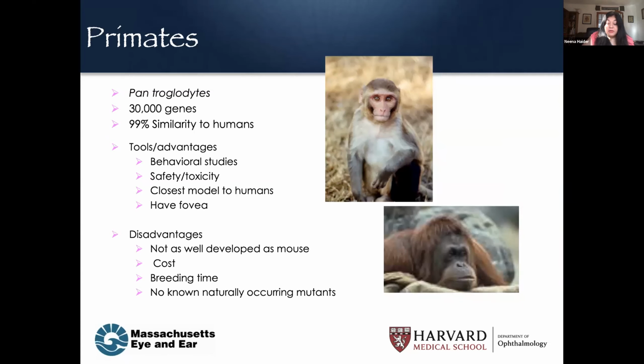Primates are also used in limited capacity. The nice thing about primates is they have a fovea. I'm a mouser, and you'll see a little bit of my work that we've been doing, but it's the closest model to humans. It's often used in behavior studies, but in context with this presentation, it's a model that's become important to use for safety and toxicity if needed on a higher primate level. Disadvantage is it's not as developed as the mouse. It is costly. There are breeding issues and times of breedings, and there are no naturally known occurring mutants in them.